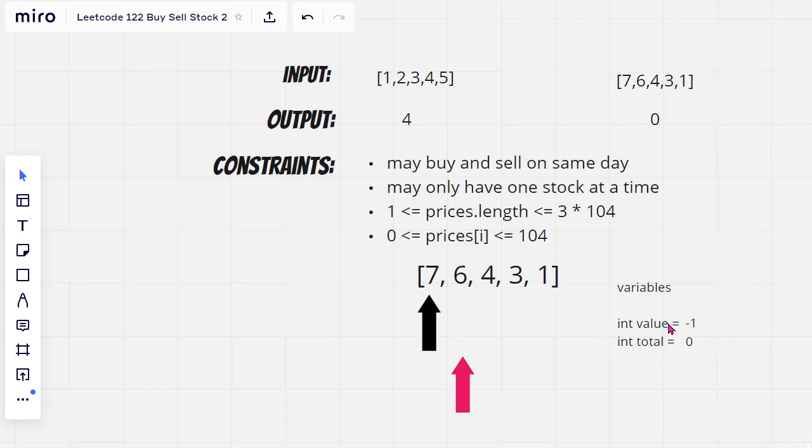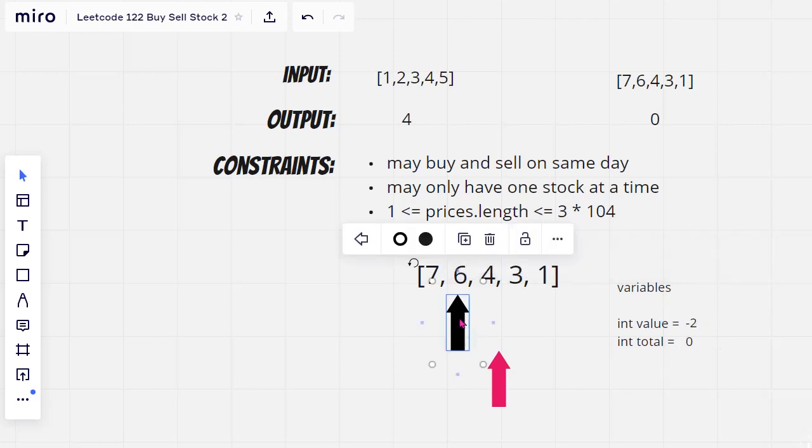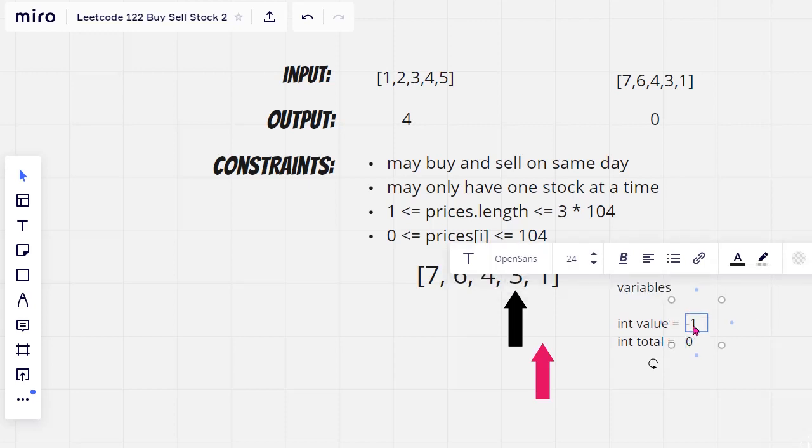So the value is -1. We're going to iterate. This value is -2. And then going from 4 to 3, we have -1. Going from 3 to 1, we have a value of -2. So for this one, as we can see, the total didn't get incremented, or we didn't add any profit to it. So the total we end up with is 0.